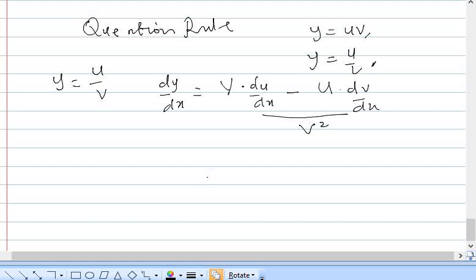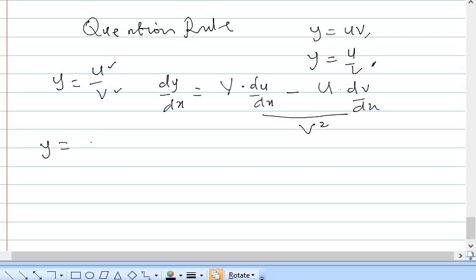The only difference from the product rule is that with the product rule you can take the terms in any order, but here v should be first, since there is subtraction between them. So all you need to do is differentiate v, differentiate u, and then substitute in the given formula. So let's take an example.